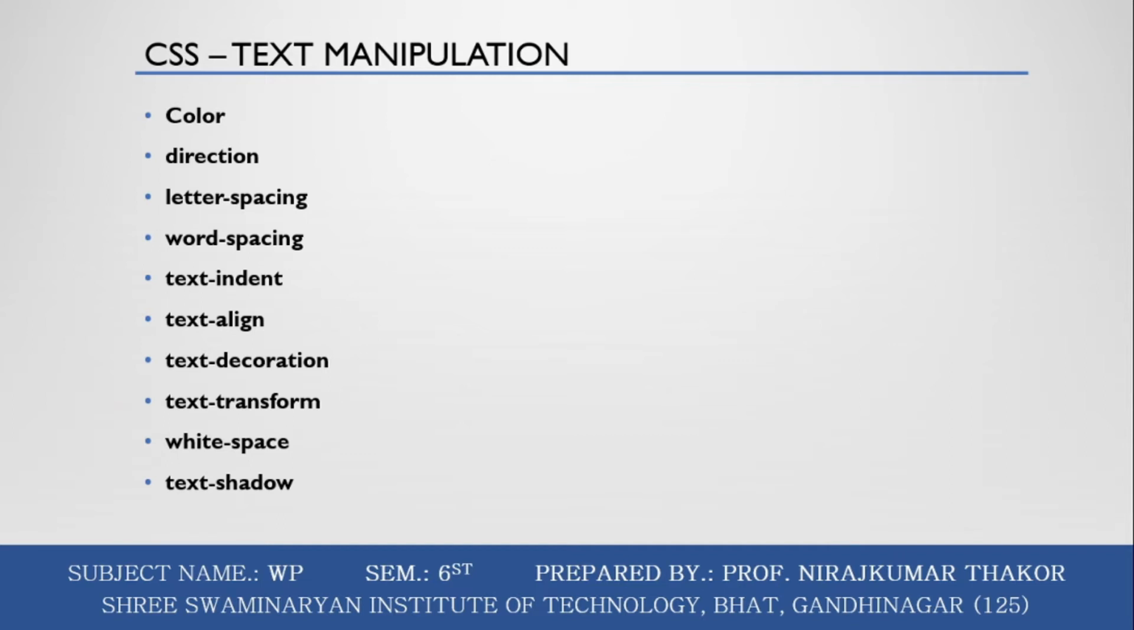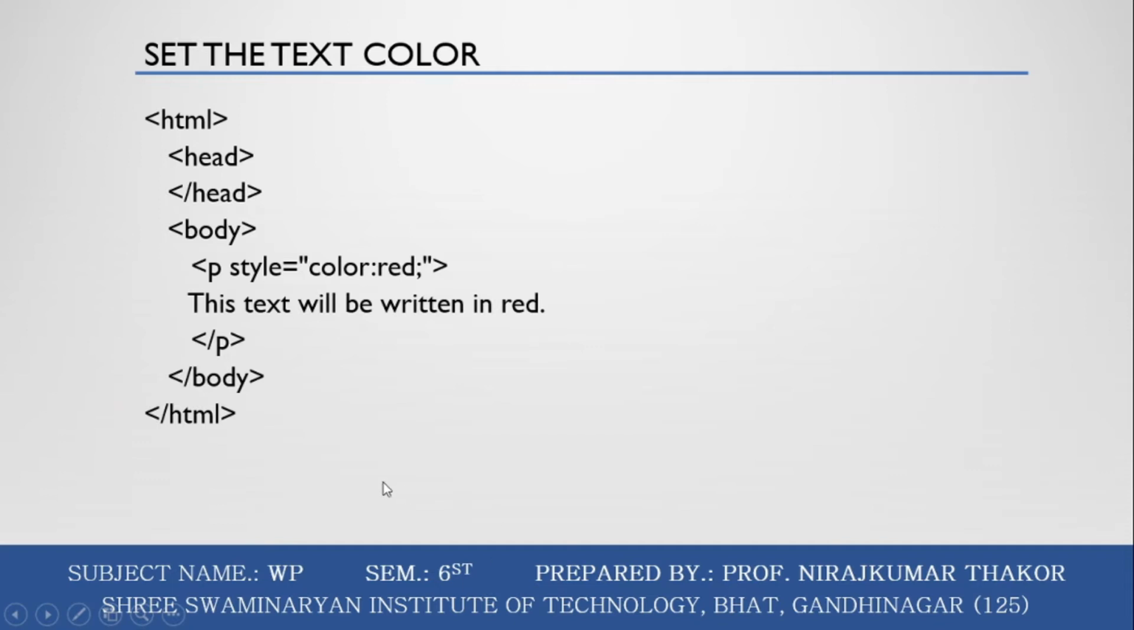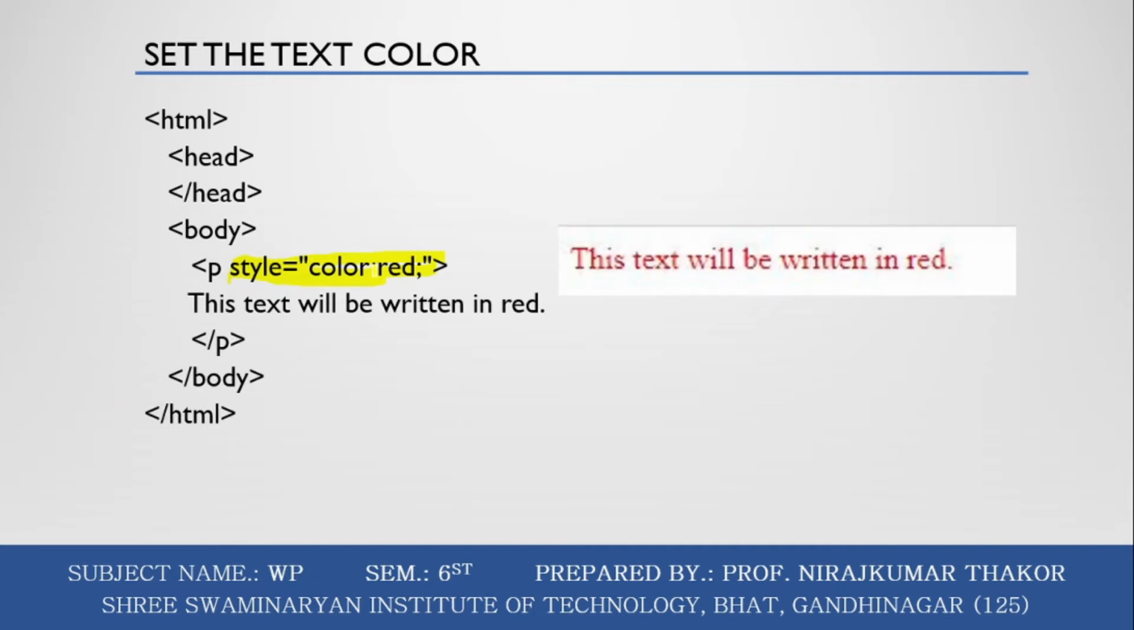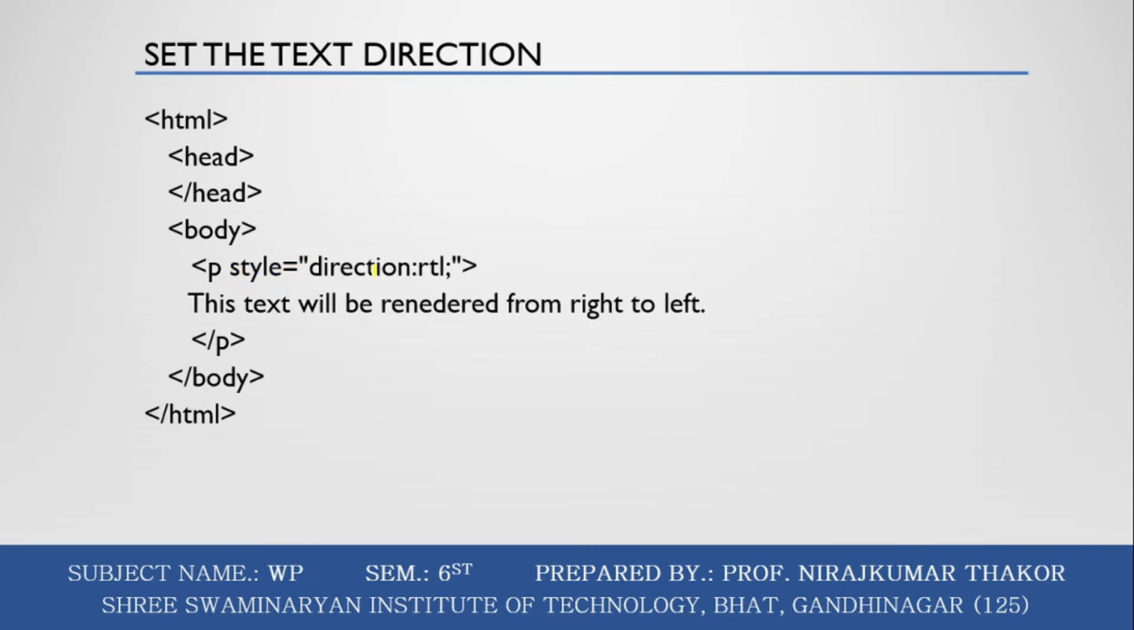Okay, now start with the color. This is how to set the color property, how to set the color of the text. The style is equal to color: red. This is the inline style property. Here I used inline styles and color is equal to red. This is the output. This text will be written in red.